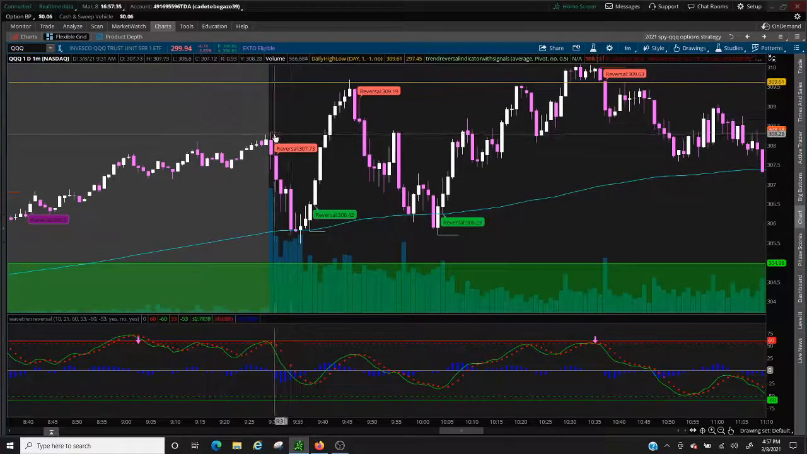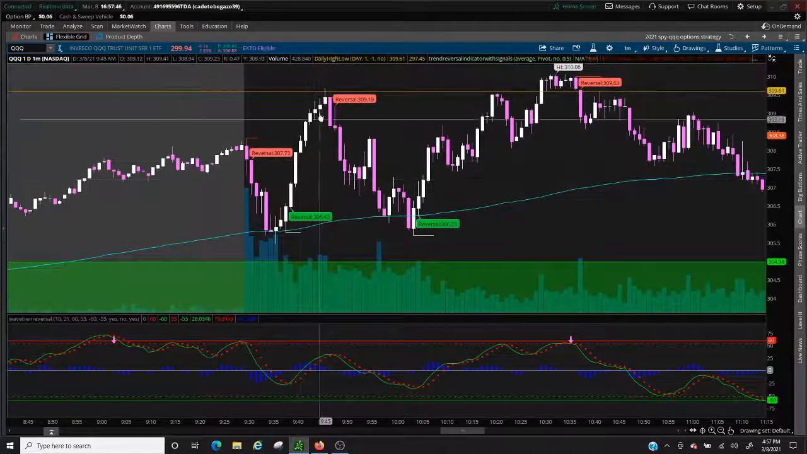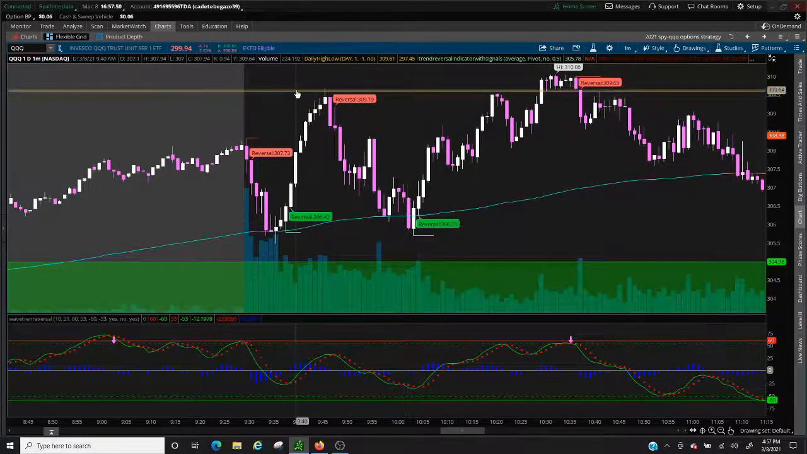So we have a few targets. We have the opening of the day, which is right here, where we can get out. Or, like I mentioned before, 8 out of 10 times it's going to try to reach the high and the low of the day, or at least the previous day. So since we have that resistance zone, we see if we're going to reach it.